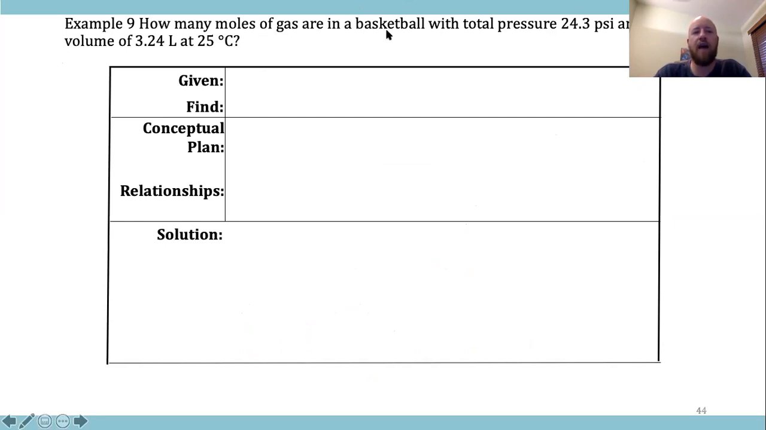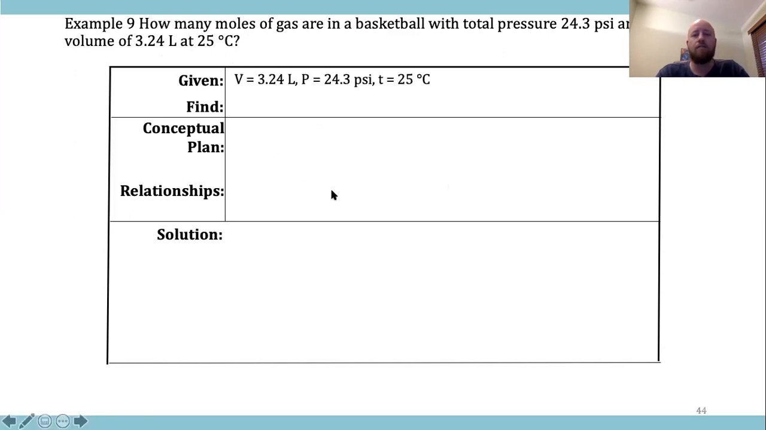How many moles of gas are in a basketball? Total pressure 24 psi. Volume is 3.24 liters at 25 degrees C. Okay. So one of the giveaways here is if it's asking for moles, more than likely you're going to have to use the ideal gas law. Most of the other equations don't have moles in them. So if it's looking for moles or it gives you moles, a good chance is you're going to end up using the ideal gas law in order to do the equation.